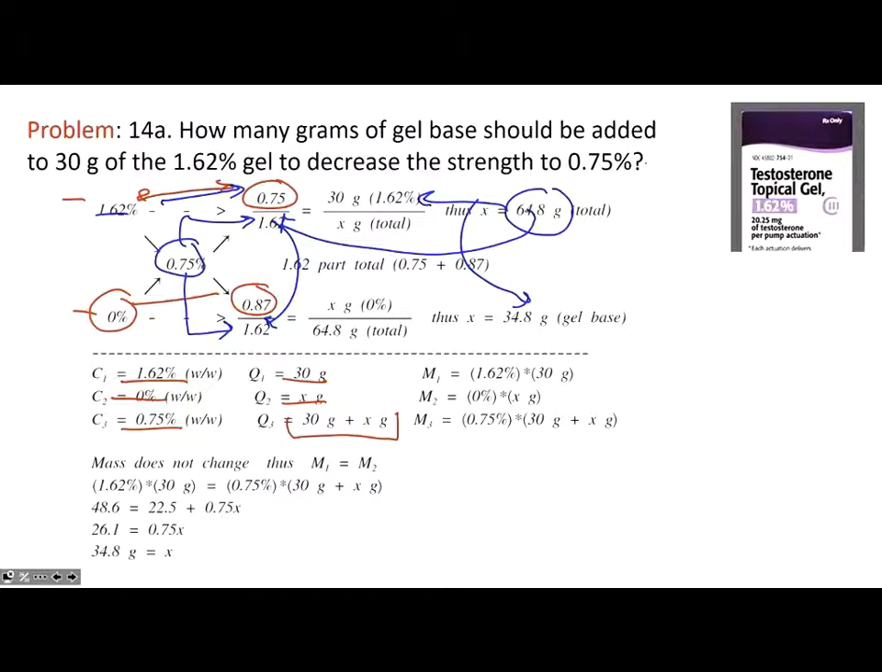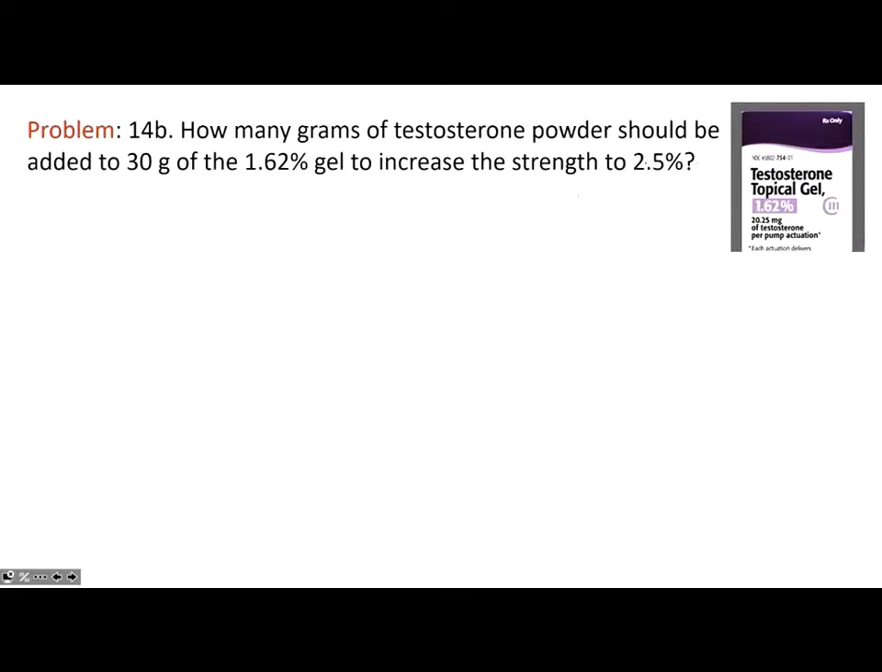Now, what would be different? Because here's the next question: not to make the strength lower, but let's start with 1.62% and make it higher. What would we do to make it higher? Well, we have to add something that has testosterone in it. It could be a higher strength gel, or in this case, I said how much just pure testosterone. If we just have pure testosterone powder, how much of that should I add to that same 30 grams of 1.62%? But now I want the concentration to go up to 2.5%.